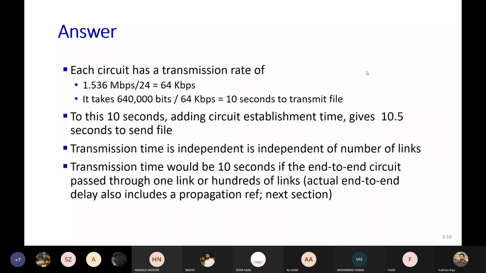Right? Because this transmission time will be independent of the number of links. Propagation delay, we are not assuming. Propagation delay will definitely be there. Okay, is it okay? We have a look on it.